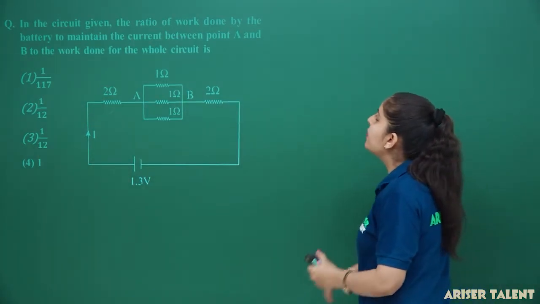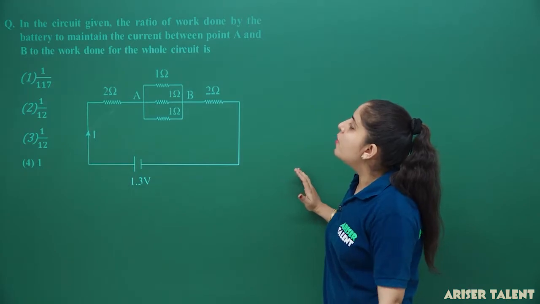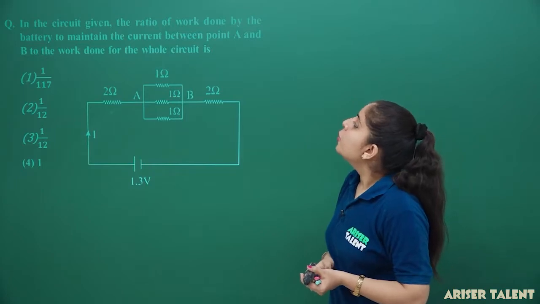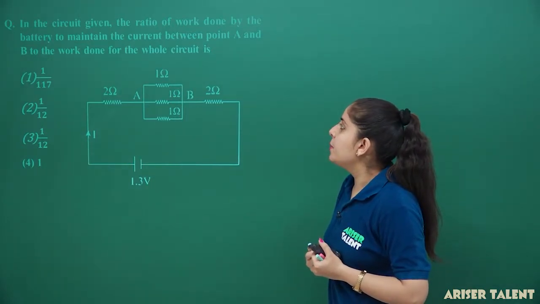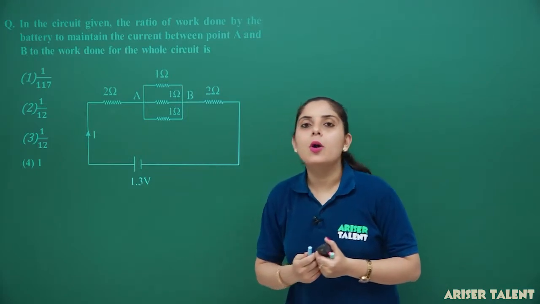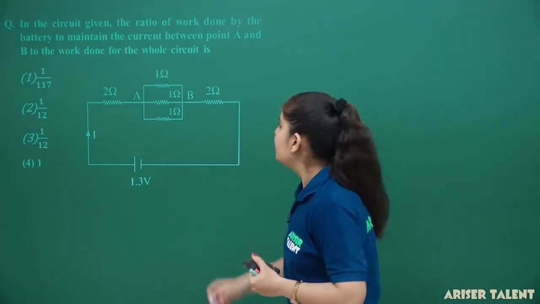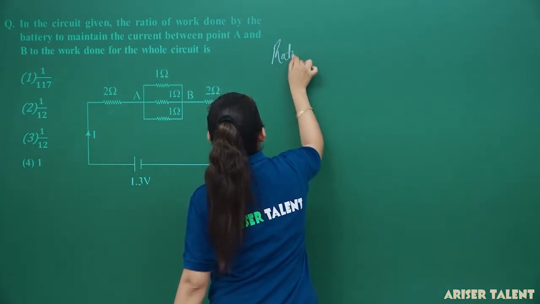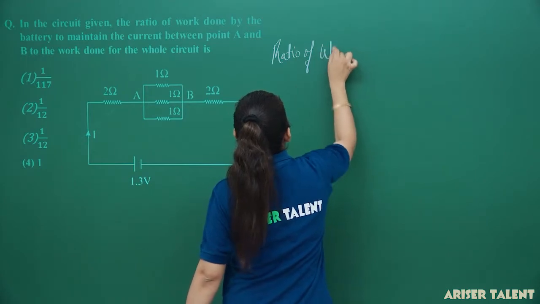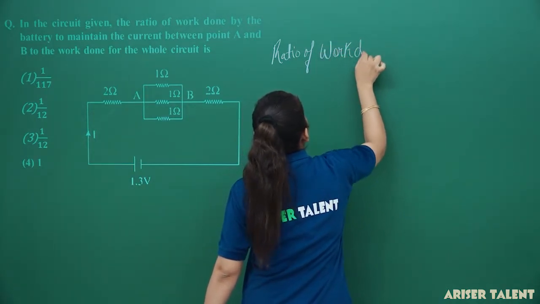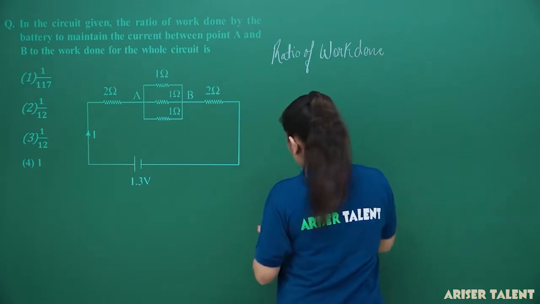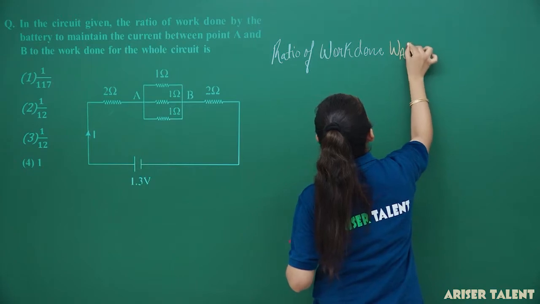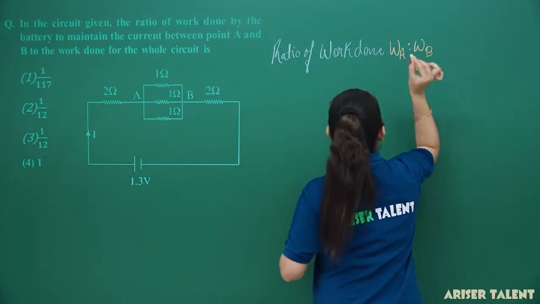In the given circuit, the ratio of work done by the battery to maintain the current between points A and B to the work done for the whole circuit will be? So what you have to do in this system is determine the ratio of work done. Here we are provided with two points. So what we have to find? We have to find out WA is to WB.